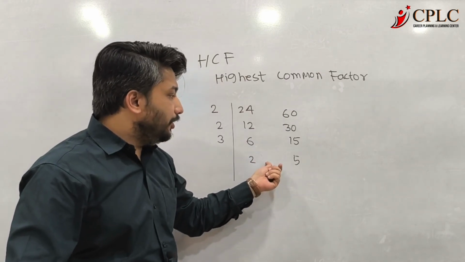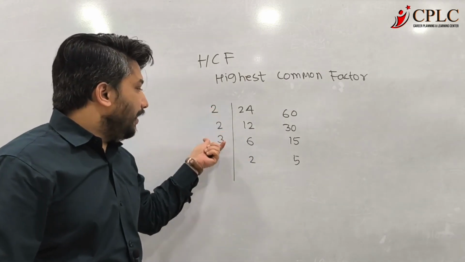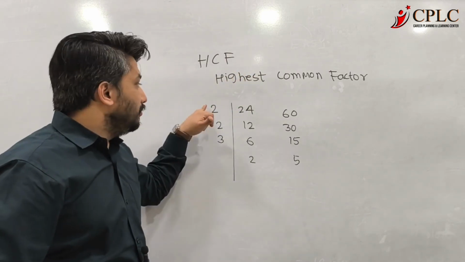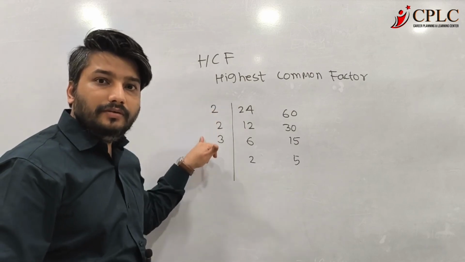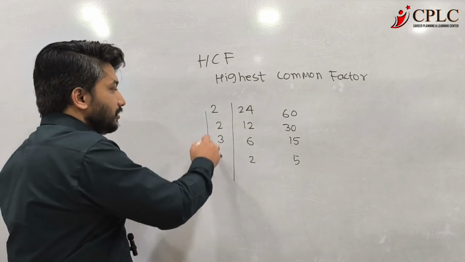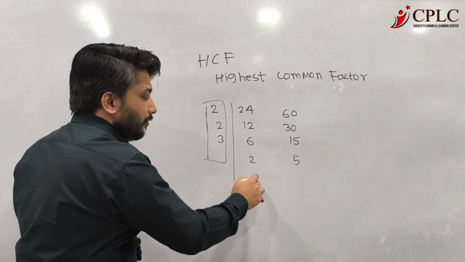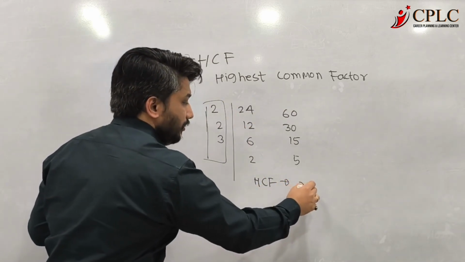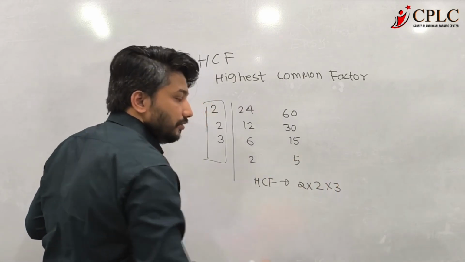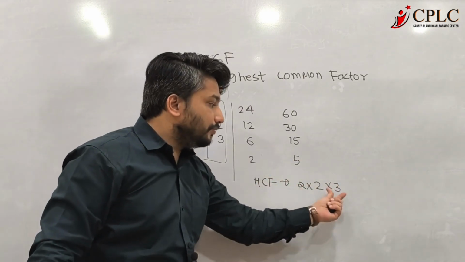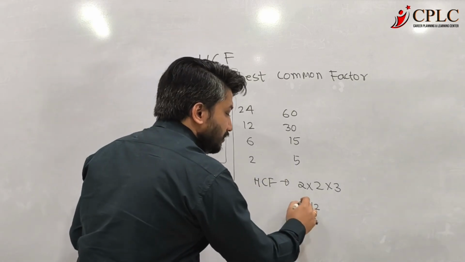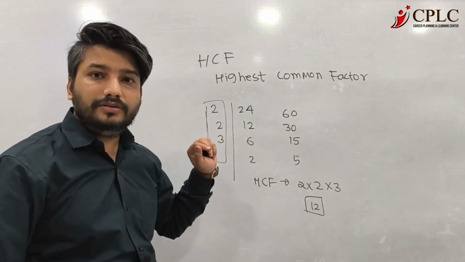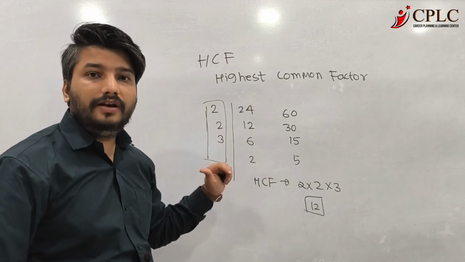Right now what we need to do is take the factors that we have written outside, and to find the final answer we have to multiply all of them together. When we multiply these 3 numbers together, the HCF of 24 and 60 will be 2 into 2 into 3. 2 2s are 4, 4 3s are 12. So 12 is your answer for the HCF of 24 and 60, and this is how you can find this out.